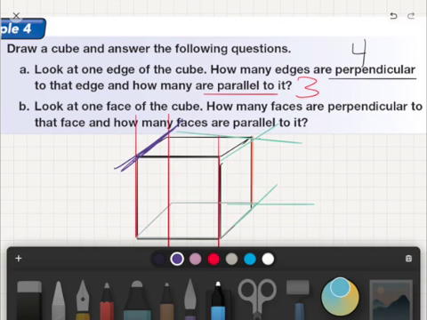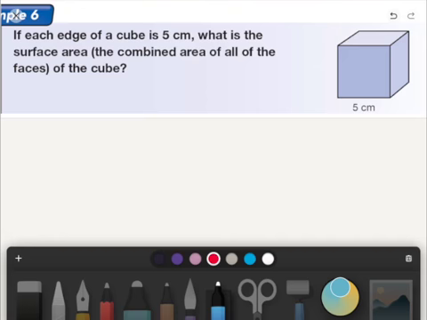Okay, then for this last one, if each edge of this cube is 5 centimeters, I'm going to let you guys try to figure this out faster than me. All right, so the combined area. Oh my, this is the sort of thing that shows up on tests and CTPs and that kind of thing. And it's really not hard at all. So if each edge is 5 centimeters, then what is the surface area of all of the combined sides?